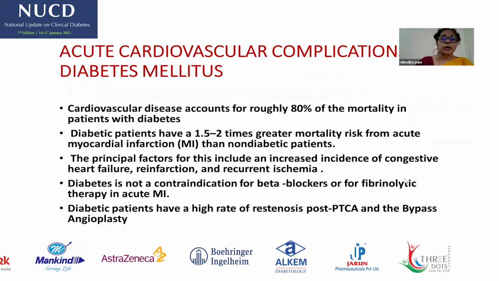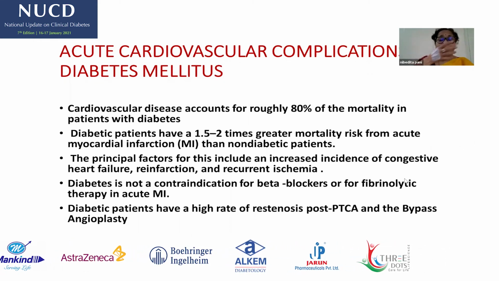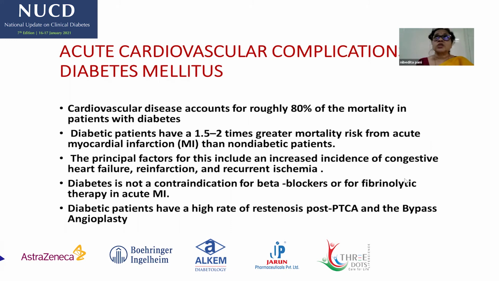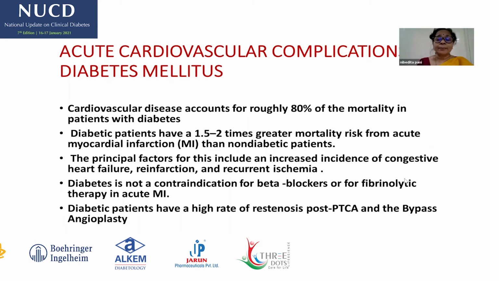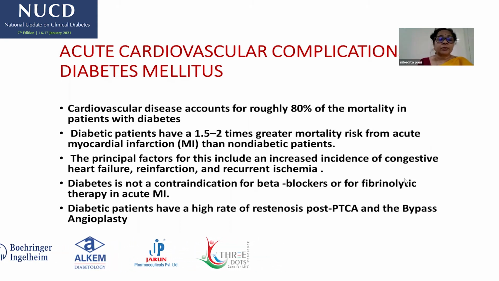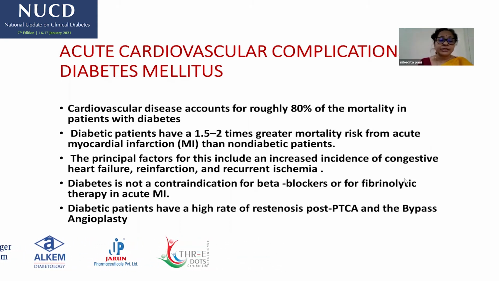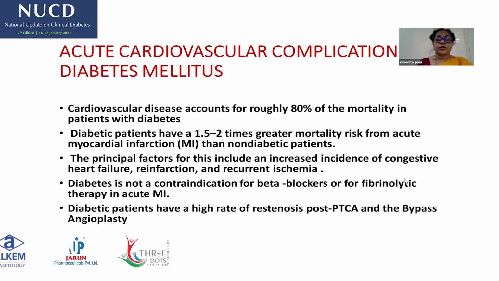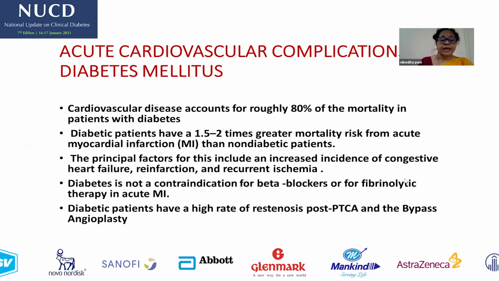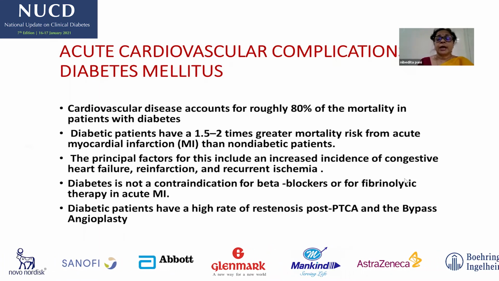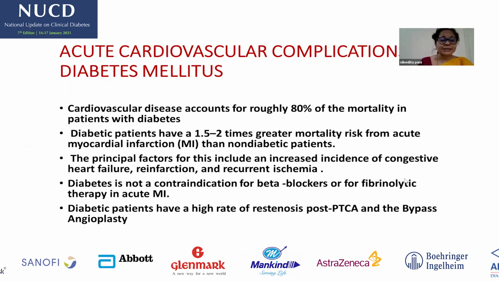And acute cardiovascular complications in diabetes. As you know, cardiovascular disease accounts for roughly 80% of the mortality in patients with diabetes. Diabetic patients have 1.5 to 2 times greater morbidity risk from acute myocardial infarction than non-diabetic patients. The principal factors include increased incidence of congestive cardiac failure, reinfarction, and recurrent ischemia. Diabetes is not a contraindication for beta blockers or for fibrinolytic therapy in acute MI, as per recent studies. And diabetic patients have a high rate of restenosis post-PTCA and bypass angioplasty.